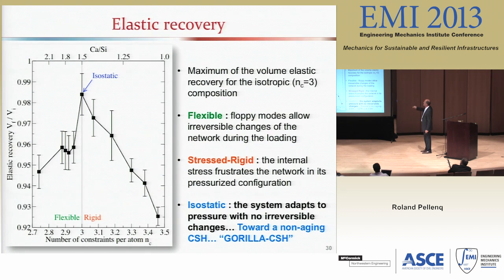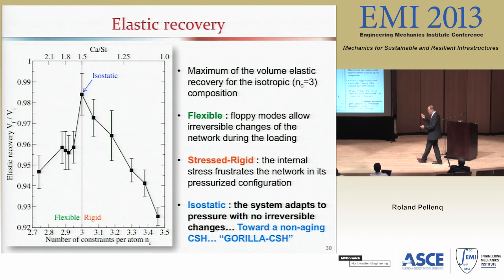And you see that the isostatic cement, that's a composition of 1.5 here, almost recovers all its volume when you unload the system. And that is a really good idea towards a non-aging CSH that we call gorilla CSH, to echo the work of John Morrow. John Morrow is a glass scientist at Corning. He's the one who designed the glass of your iPhone, you know? A super strong glass, right? And actually that thing was designed according to the rigidity theory, you see? So maybe there is a way to have a gorilla CSH, a non-aging CSH.